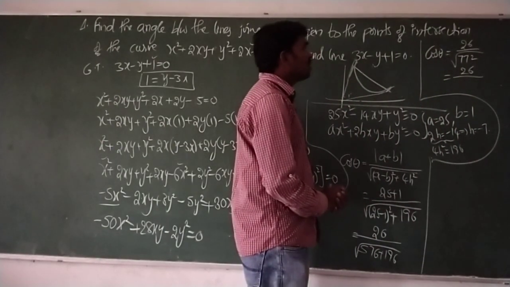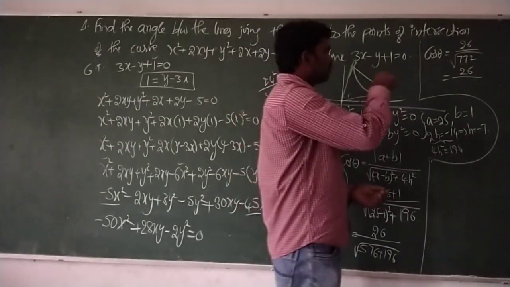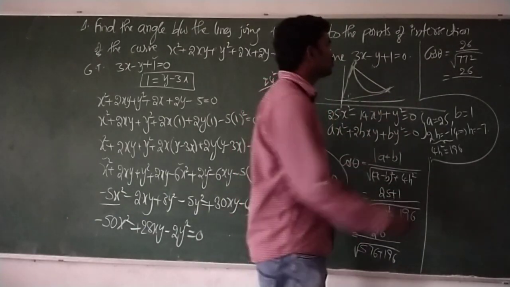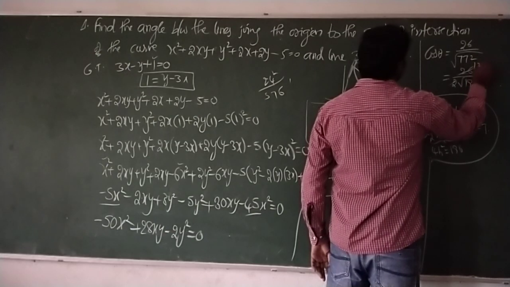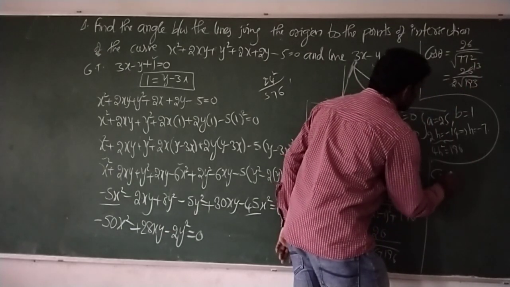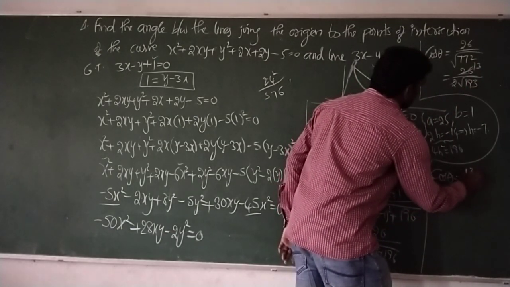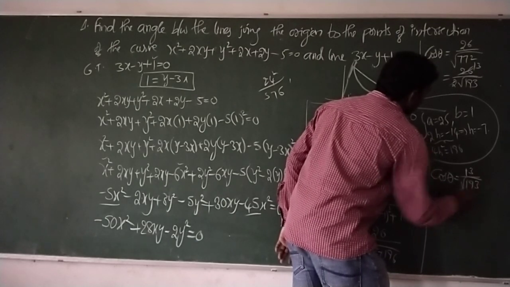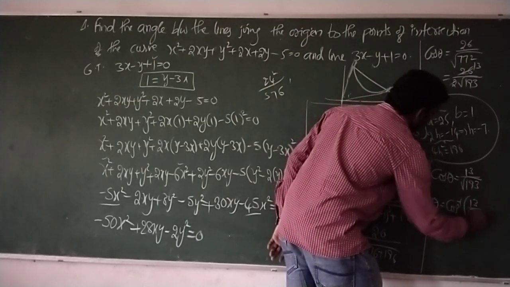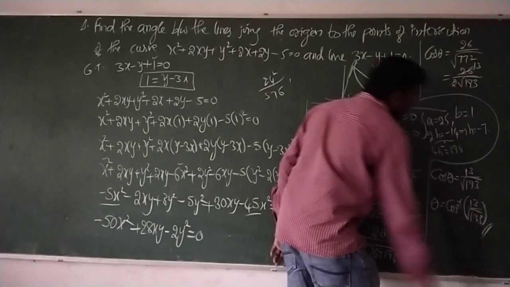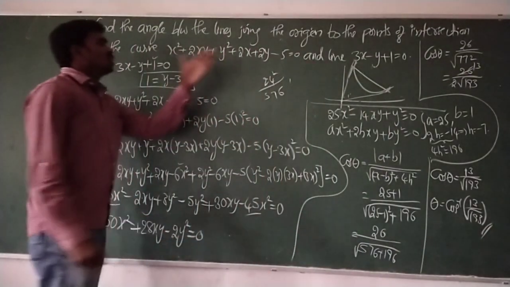Can we check 4 into 193 we are getting with 4. So root 4 means 2. So we can write 2 into root 193. 2 1 ja, 2 13 ja. Therefore cos theta is equal 13 by root 193. That implies theta is equal cos inverse 13 by root 193. So this is the angle between curve and line.